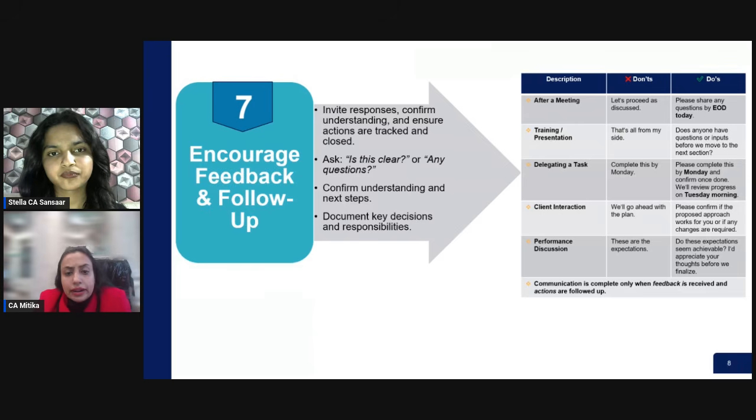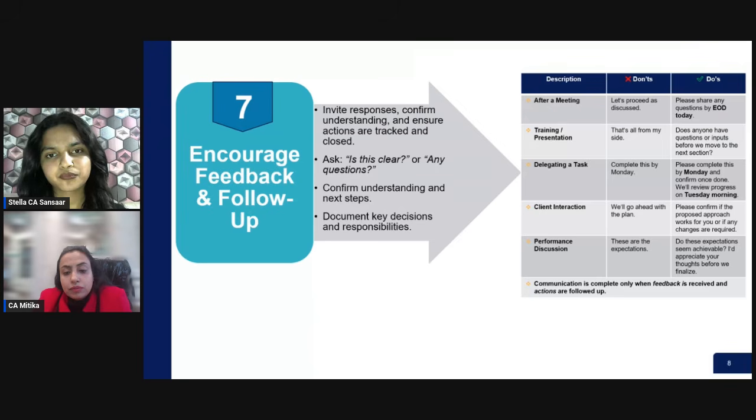Now, say during a client interaction, we just said we'll go ahead with the plan. But what plan? You should always, even for the last of your message, be precise. Like, say, please confirm if the proposed approach works for you, and if there are any changes required. The person will say, if it is required, yes, you can make these changes. If not, he will say, yes, let's go ahead with it. But it would be specific.